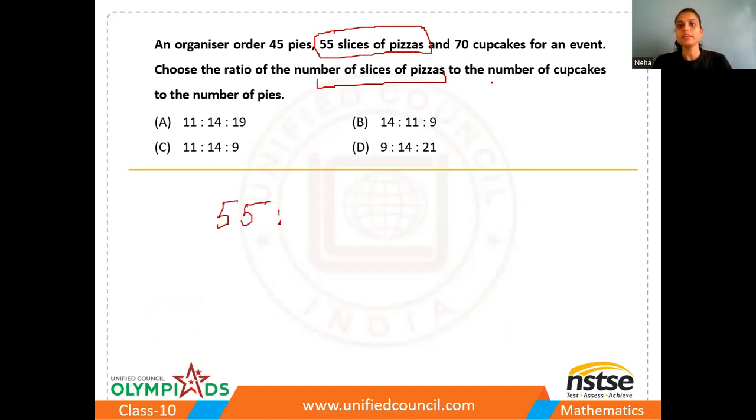Ratio. The number of cupcakes. So how many cupcakes are there? 70. Then I have to write 70. To the number of pies. So how many pies are there? 45. So this is 45. Correct? This is my ratio.